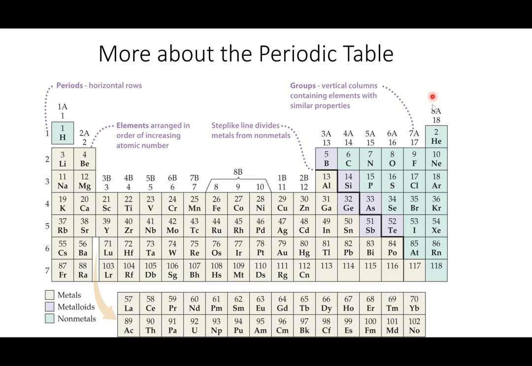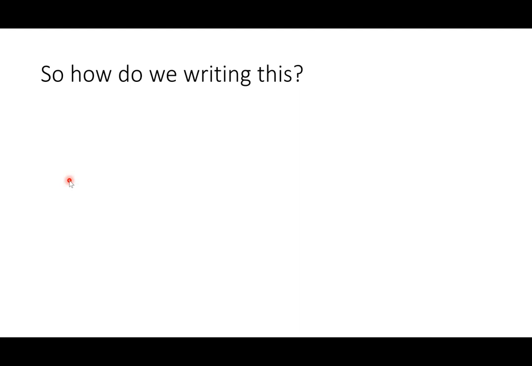They would balance each other out. So for example, here's helium. Helium has 2 protons, and for right now, we're going to assume it has 2 electrons. Over here on the left, sodium has 11 protons, and we're going to assume that it has 11 electrons. So the number of protons and the number of electrons are the same. So let's start working some examples. How would we write an electron arrangement?